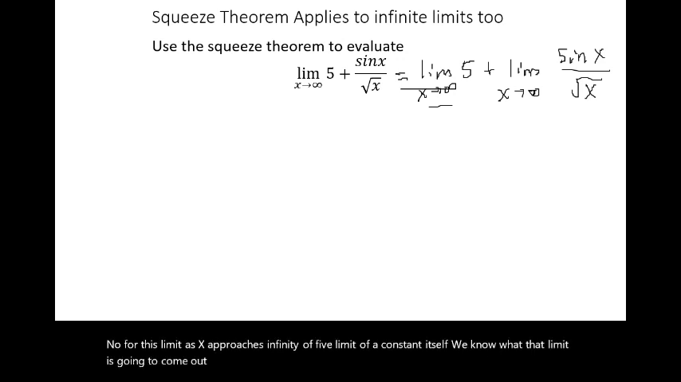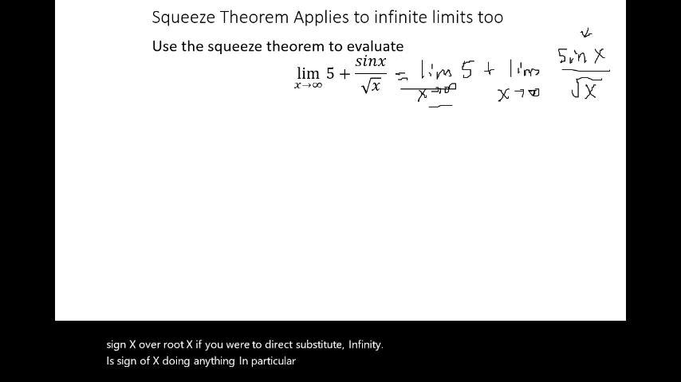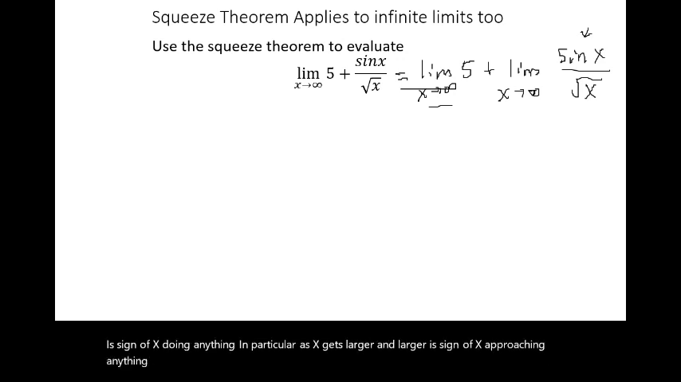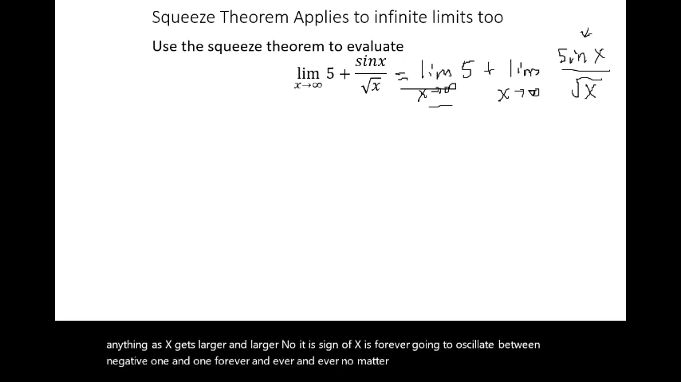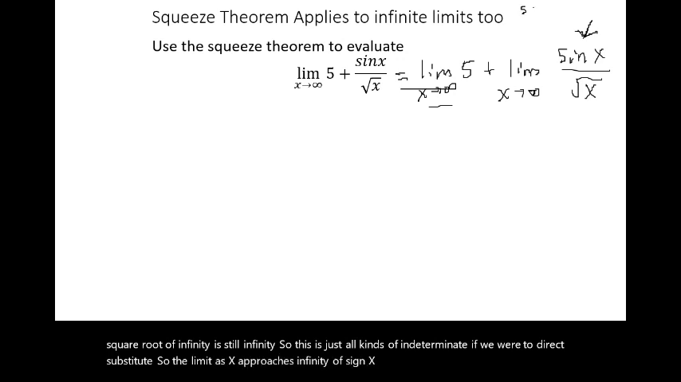Now, here's the problem with the limit as x approaches infinity of sine x over root x. If you were to direct substitute infinity, is sine of x doing anything in particular as x gets larger and larger? Is sine of x approaching anything? No, sine of x is forever going to oscillate between -1 and 1, no matter how big your x is, over infinity. Square root of infinity is still infinity. So this is all kinds of indeterminate if we were to direct substitute. So the limit as x approaches infinity of sine x over root x is the part that is going to need the squeeze theorem.